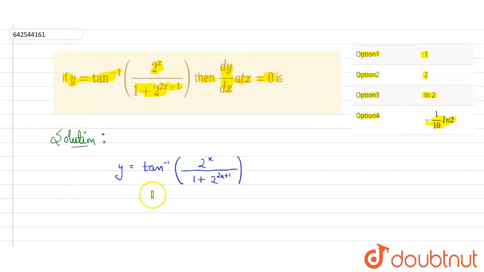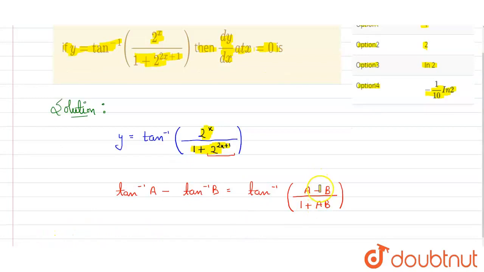So this is the given equation that is given to us in the question. Now if we look closely at this equation, before differentiating, let's make it simpler so that it is easy for us to differentiate. It is 1 plus 2 raised to power 2x+1 in the denominator, and in the numerator we have 2 raised to power x. So if we break this second part to change it in terms of tan inverse a minus tan inverse b, because we have a formula. Let me write the formula first, then I'll tell you.